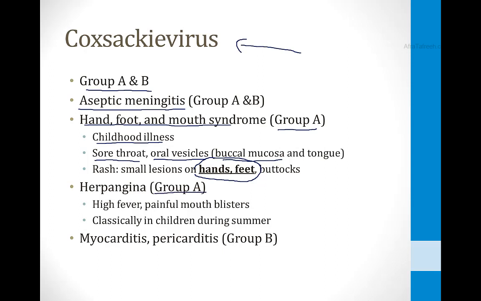Another Group A infection is called herp angina, and herp angina has a very high fever and painful mouth blisters. This also occurs in children, classically during the summer months. Now, both hand, foot, and mouth syndrome and herp angina can cause lesions inside the mouth.